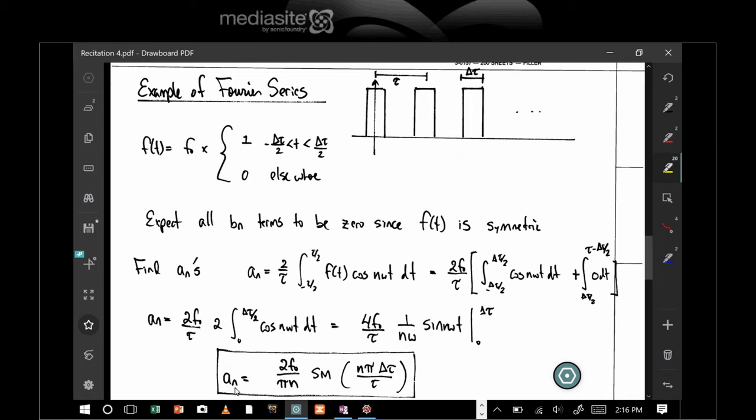Now notice this sine term here. Sine can be positive or negative. And so what you're going to see when you actually calculate these guys out is some are going to be positive, some are going to be negative. So that's all the a sub n terms.